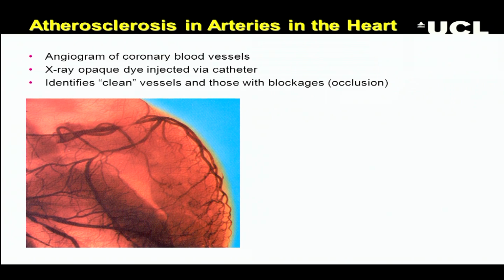Now, you can see atherosclerosis in the arteries in the heart of a living person using a technique called angiography. An X-ray opaque dye is injected into the bloodstream via a catheter. And then you take a series of X-ray pictures, and you can see that some of these blood vessels are really nice, their blood flow is going through very happily, and others are looking really bad. This lesion looks pretty terrible. There's almost no blood getting through there at all.